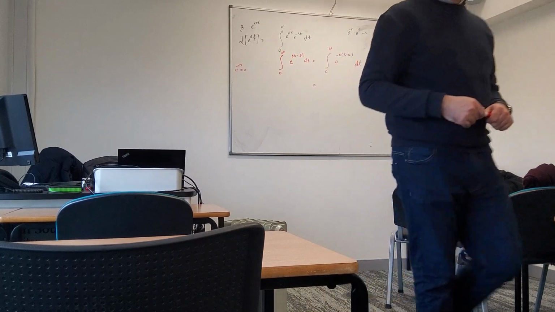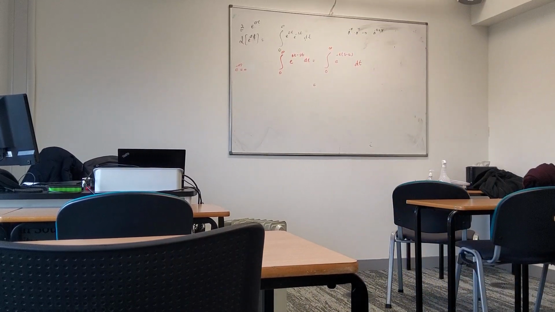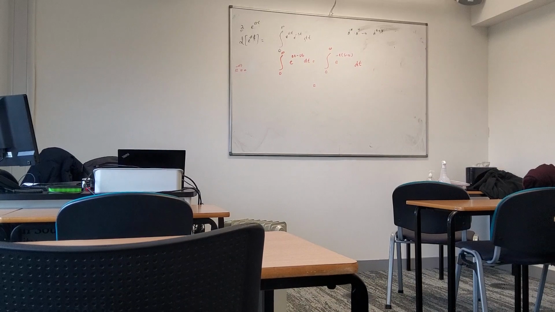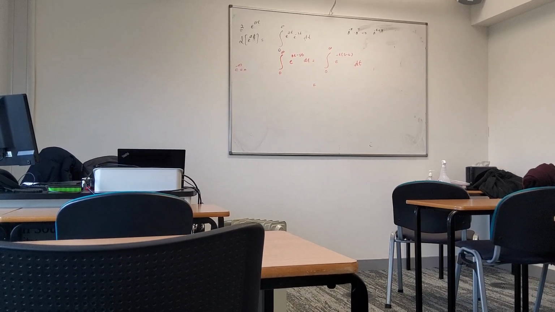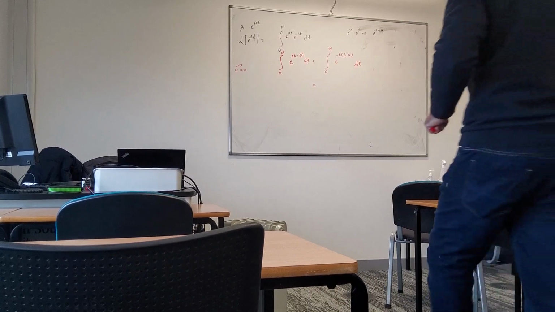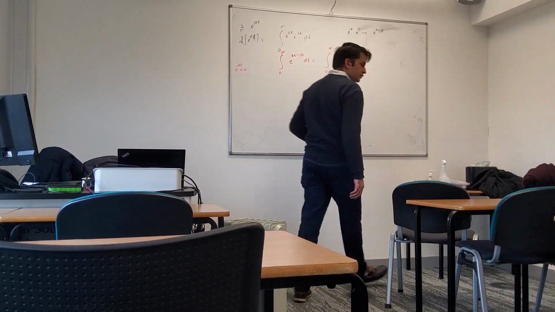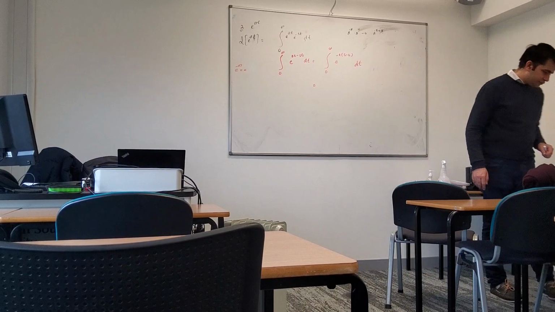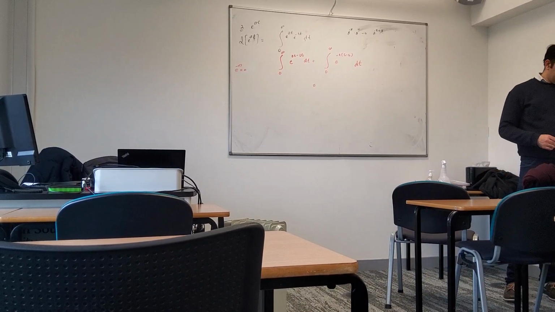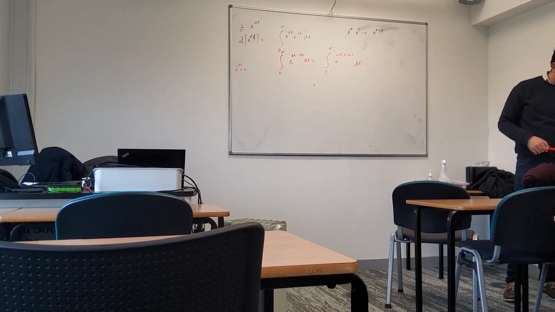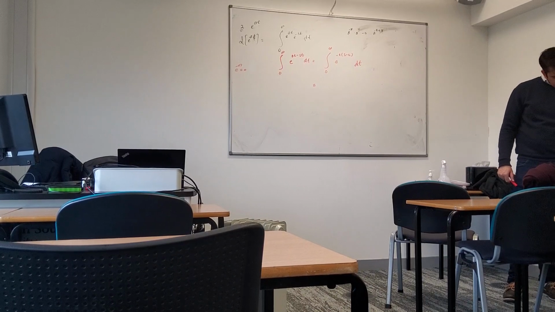Anyone else got the answer? If you multiply by minus, the denominator would be s minus a, right? Yes. It should be 1 over s minus a.